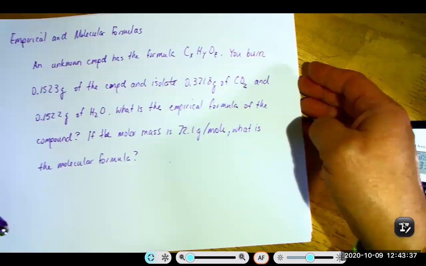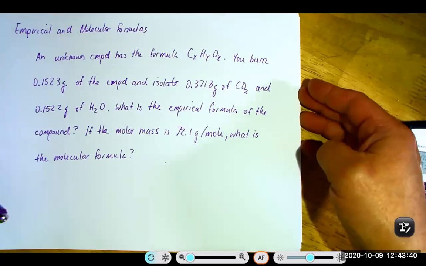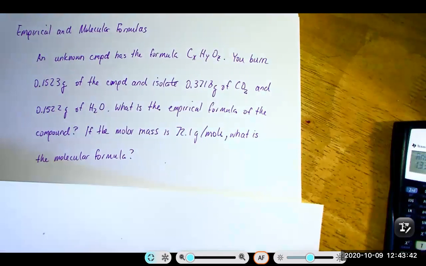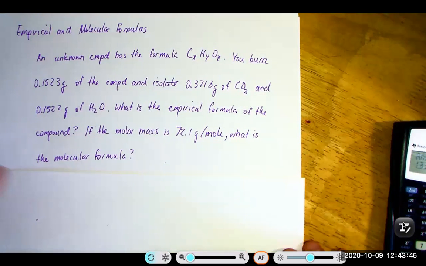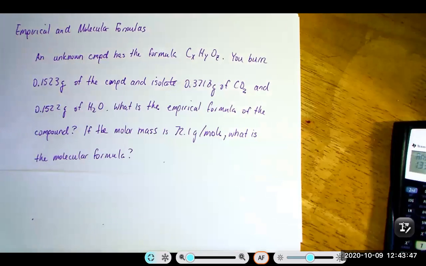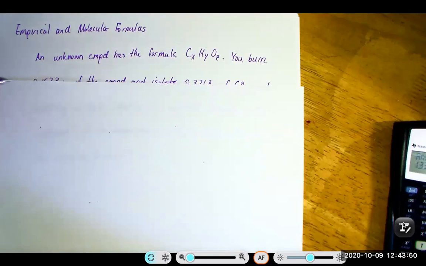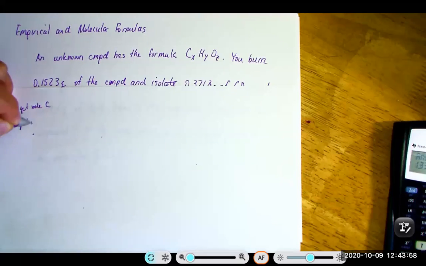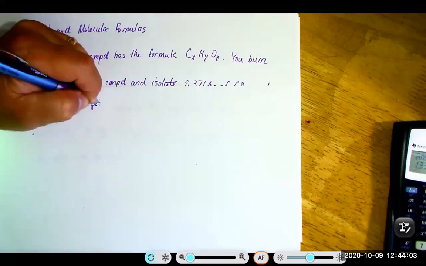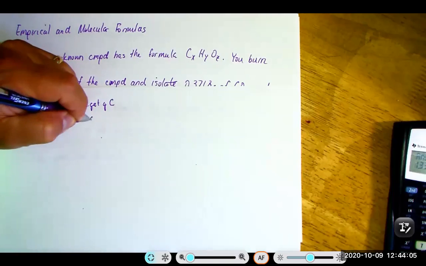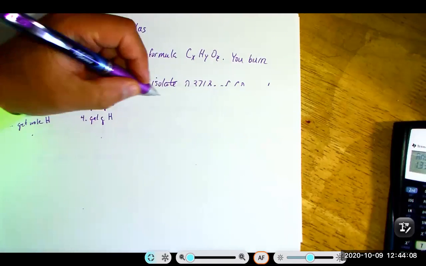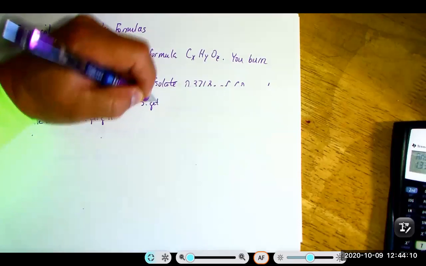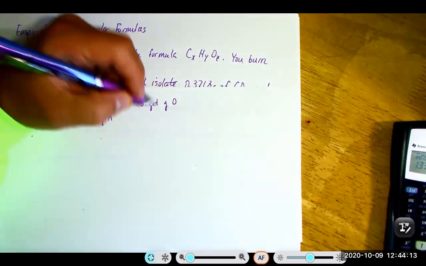Okay, so this is really an empirical formula and a molecular formula. Do you see how this one differs from the other one in that this one has oxygen? So the method for solving this one is: 1, you get the moles of carbon. 2, you get the moles of hydrogen. 3, you get the grams of carbon. 4, you get the grams of hydrogen. And then 5, you get the grams of oxygen. And then 6, you get the moles of oxygen.